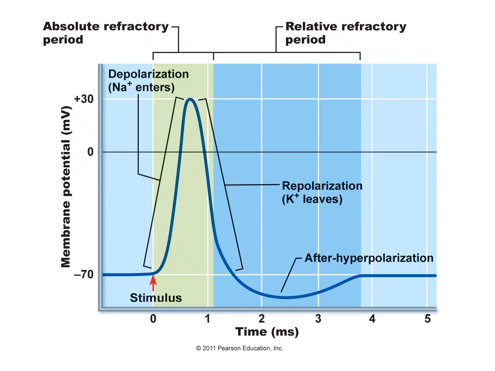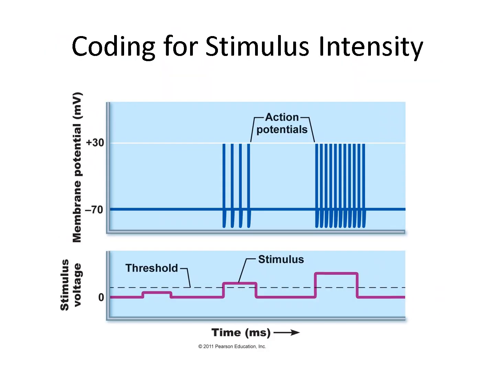Typically, strong stimuli cause more frequent generation of APs by intruding into the relative refractory period. Recall that the action potential of a single neuron is an all-or-none phenomenon. It either happens or it doesn't.